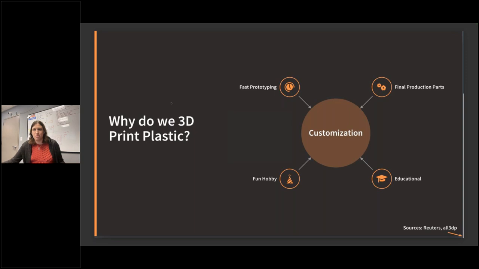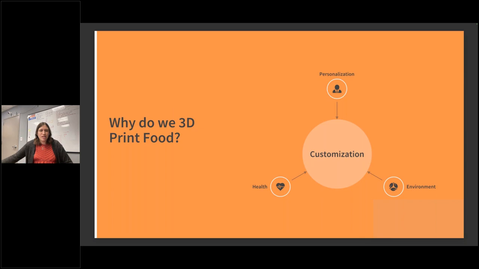So printing food has all of the same advantages. It comes down to customization. I think I'm setting this up a little bit differently than some of the previous presenters did, but I see the main three reasons as 3D food printing for personalization, for the environment, and for health. Again, all customization. So I'll go through each of these quickly. I mainly focus on personalization, so I'm definitely biased in that way.